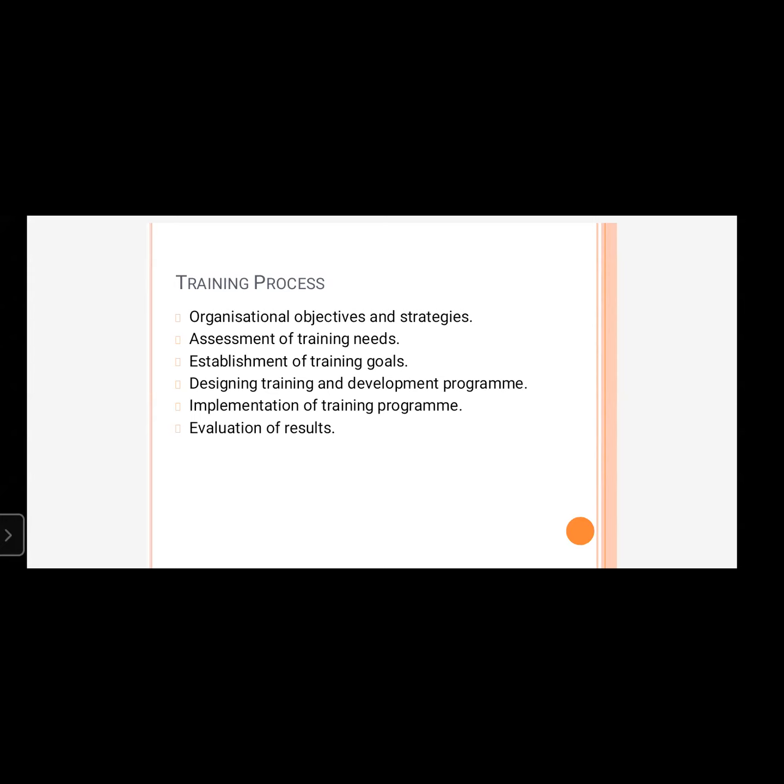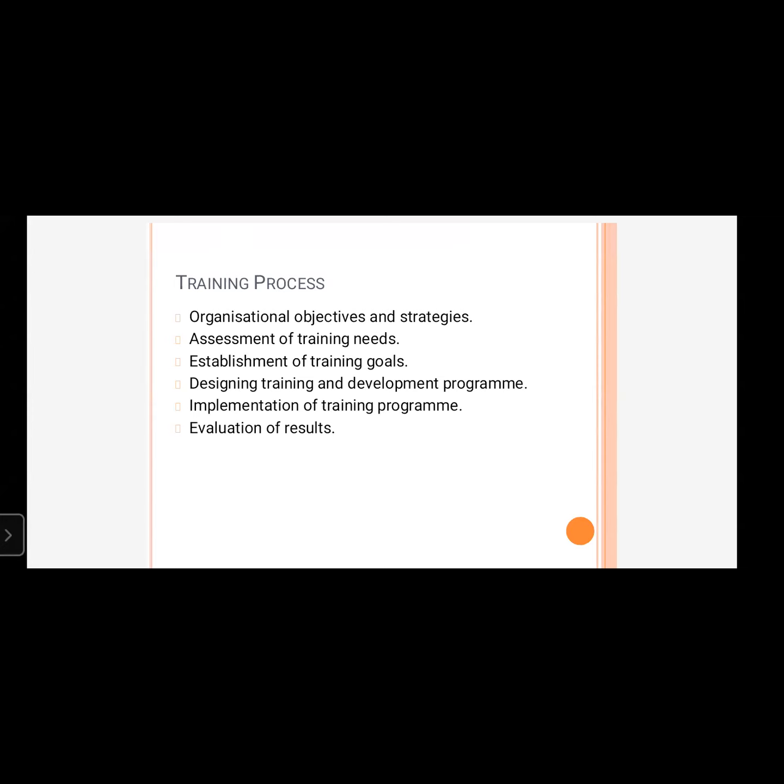So during our last lecture, we had discussed the tools and techniques which are required for an effective training program. We had discussed some of the static tools as well as some of the dynamic tools also. Now, after that, today we will be starting with the training process.